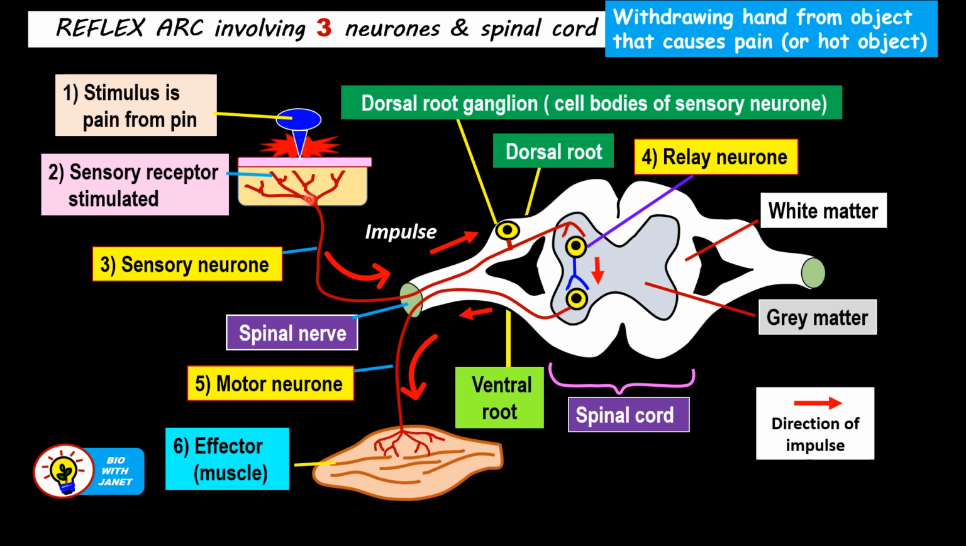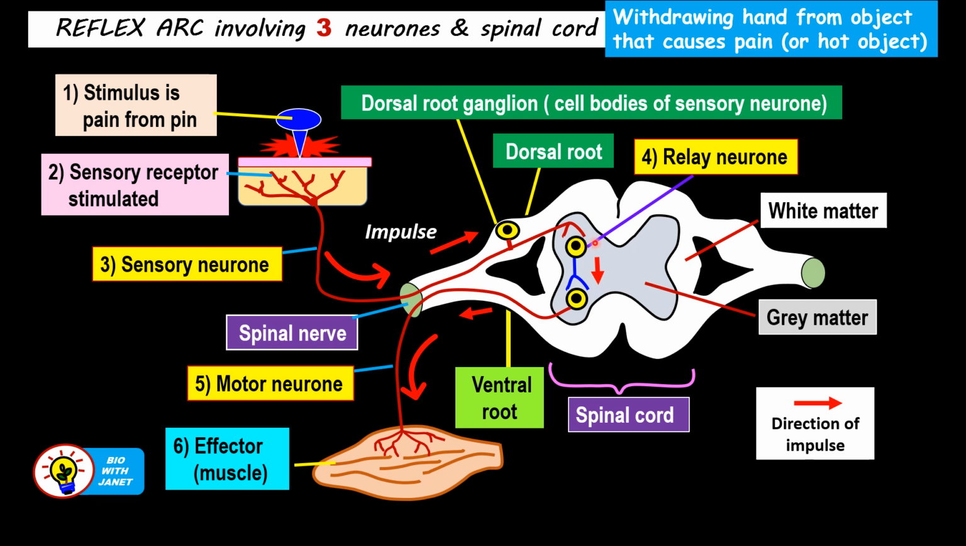Now, when the pin pricks the skin, the sensory receptor is stimulated by the stimulus, and it will produce a nerve impulse that travels through the sensory neuron here, past the dorsal root to the spinal cord, right? So in the dorsal root, we have the dorsal root ganglion, which is an accumulation of cell bodies of the sensory neuron. Then in the gray matter of the spinal cord, the impulse is transmitted from the sensory neuron to the relay neuron. So it has to be transmitted across the synapse or gap here also by using neurotransmitters.